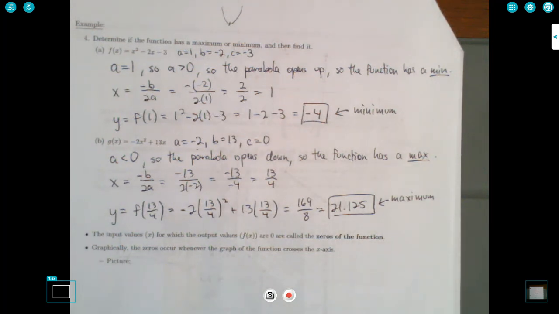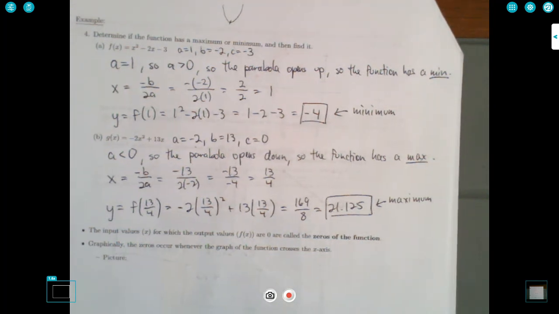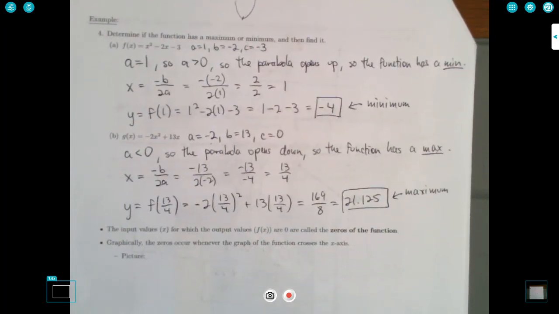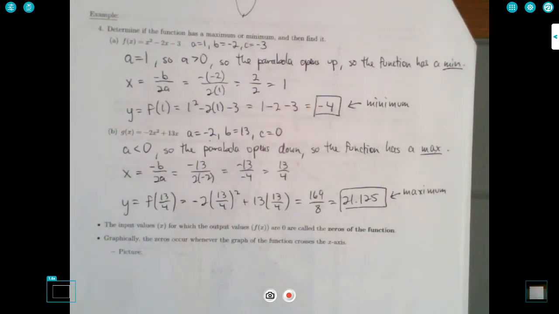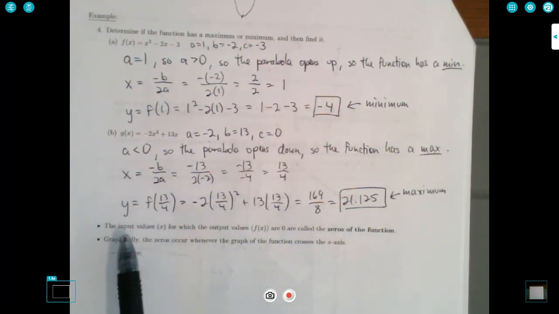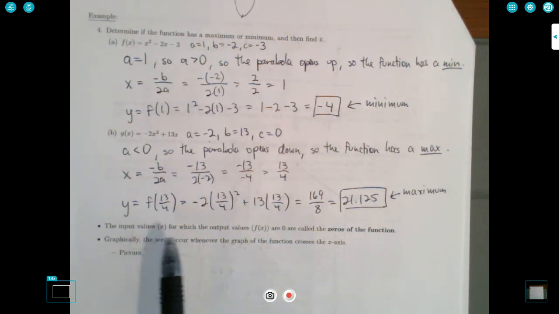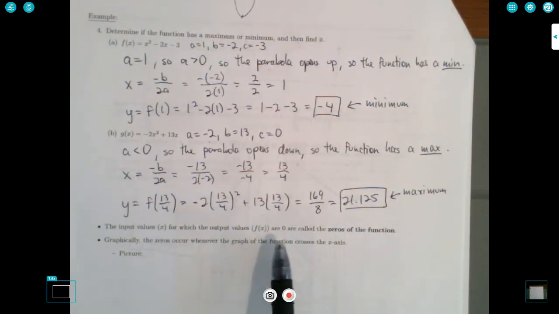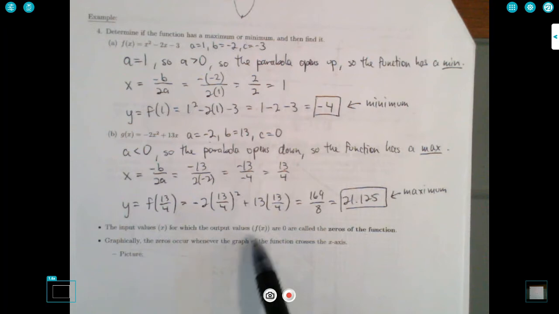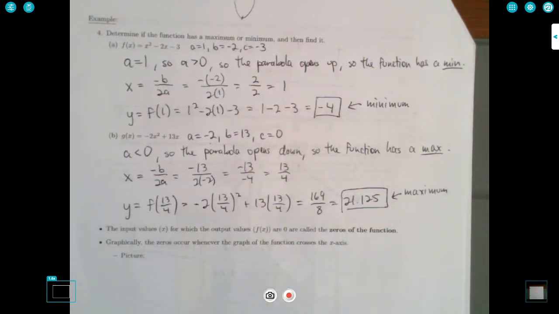Okay, so maxima, minima, they're good, important things. The last topic that I wanted to talk about are the zeros of a function. And the zeros are as follows, right? The input values x, for which the output values f of x are 0, are called the zeros of the function. So a zero is just a number that you plug into the function that makes the output equal to 0. So if you plug in a number and you get 0, then the number you plugged in is called a zero of the function.